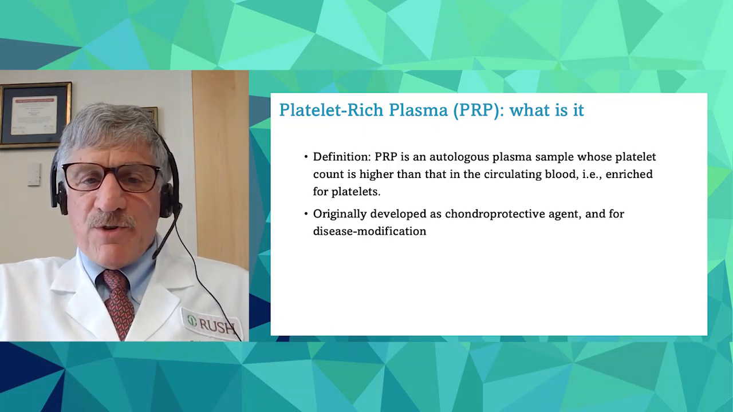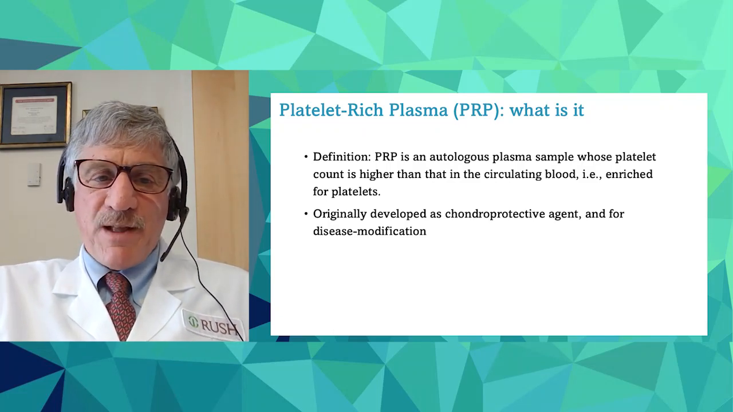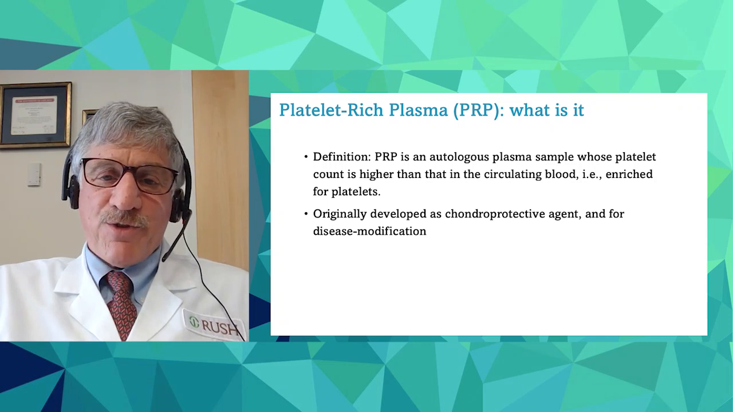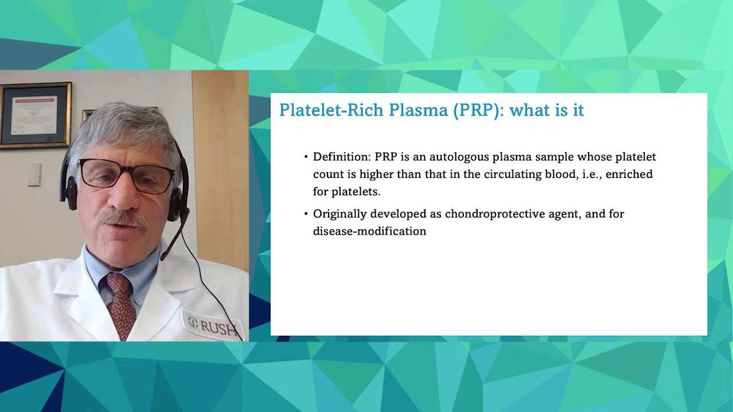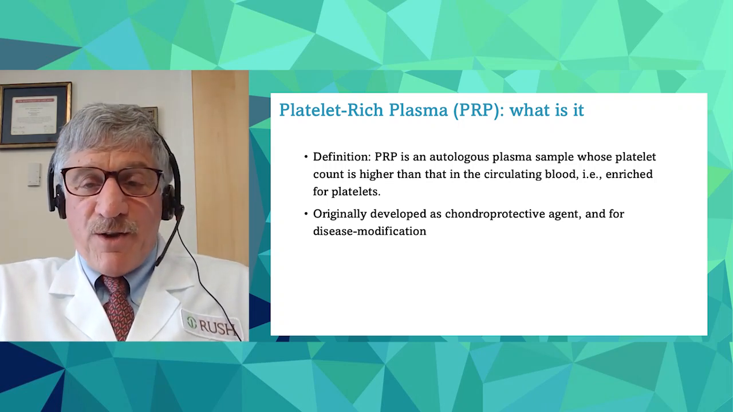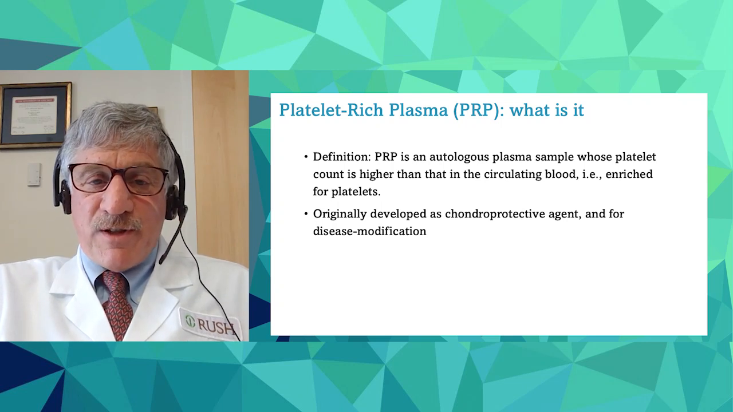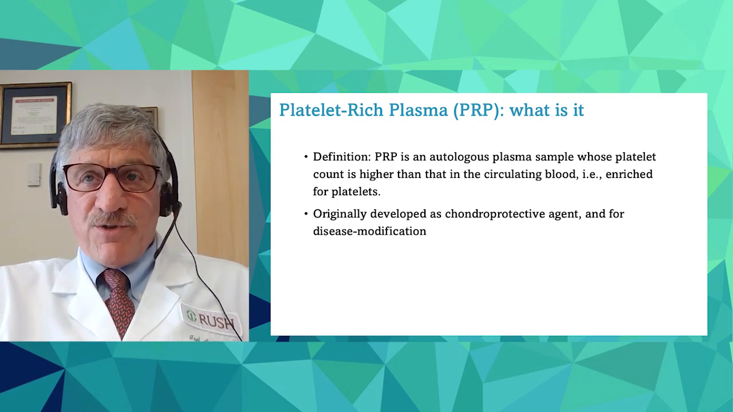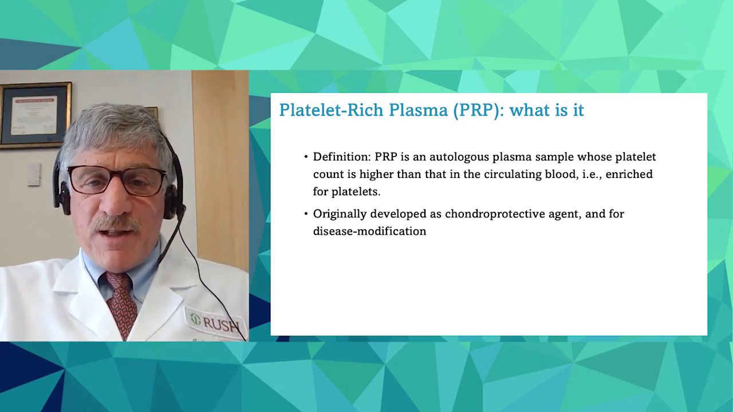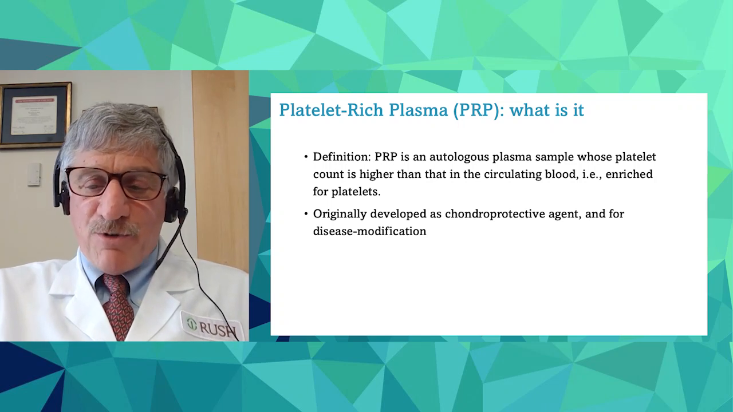What is it? It's an autologous plasma sample whose platelet count is higher than that in the circulating blood. In other words, it's enriched for platelets. It, like all of these agents, was originally developed to protect the cartilage and for disease modification because platelets are very high in growth factors.